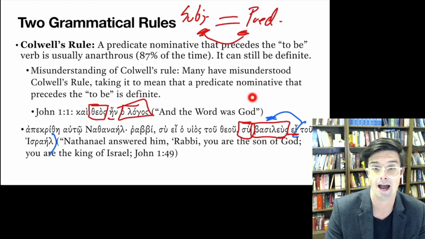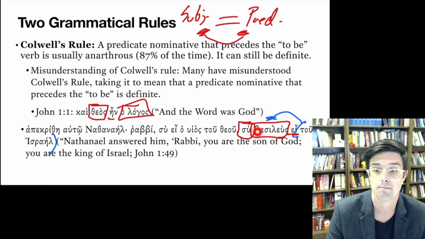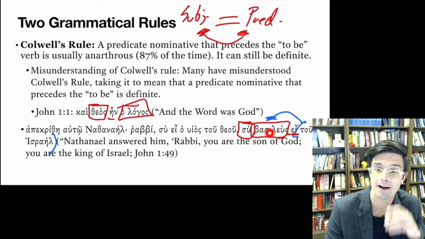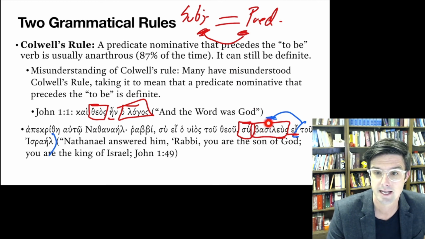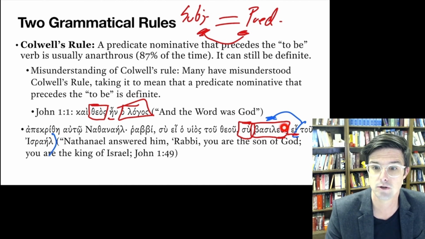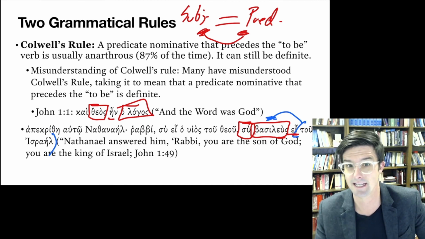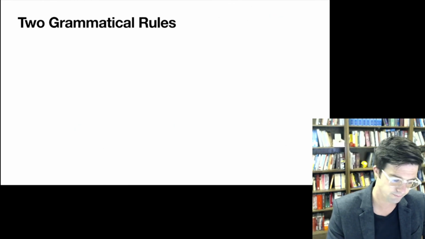And so as per Colwell's Rule, basileus does not have the article. It is anarthrous, though in this case we would translate it as definite. You are the king of Israel, not simply a king of Israel.